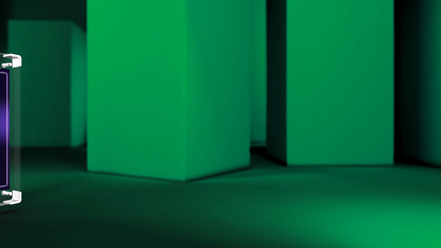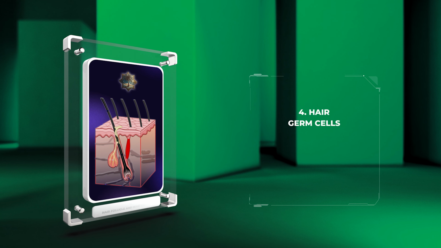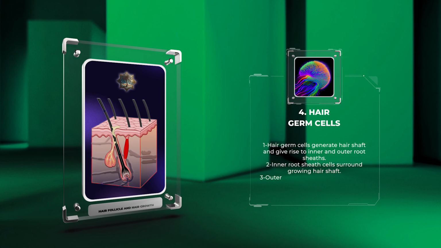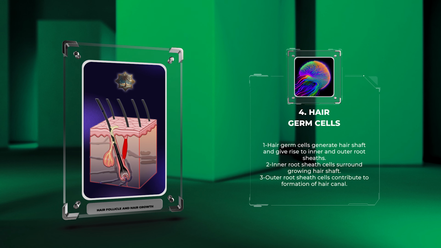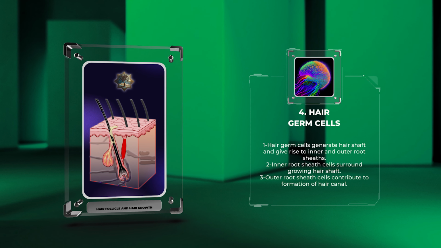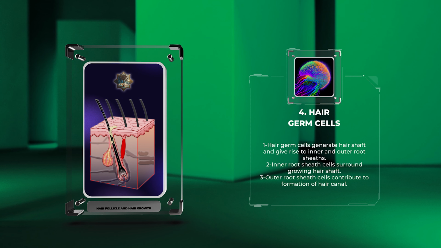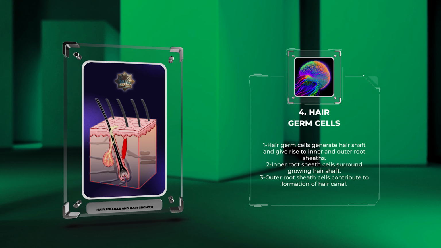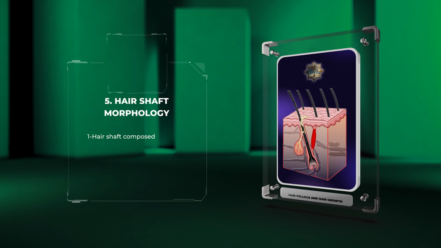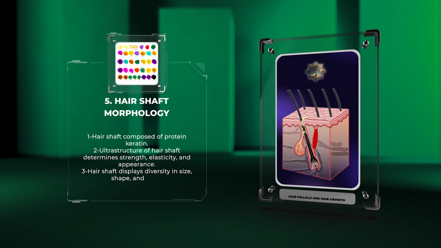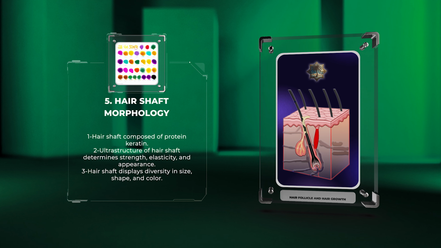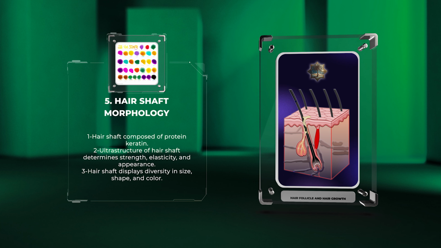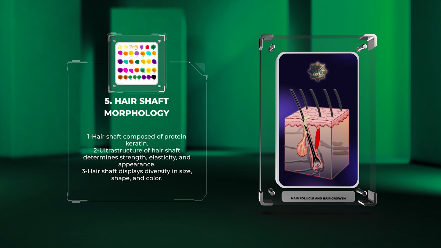follicles. Within the hair follicle, specialized cells called hair germ cells are responsible for generating the hair shaft. These cells undergo a unique differentiation process and give rise to the inner and outer root sheaths. The inner root sheath cells surround the growing hair shaft, while the outer root sheath cells contribute to the formation of the hair canal. The hair shaft displays remarkable diversity in size, shape, and color across different regions of the body. It is primarily composed of a protein called keratin, which is synthesized by hair matrix cells.